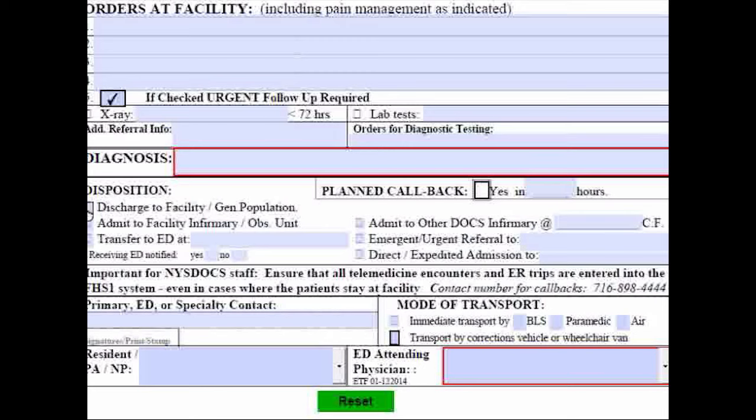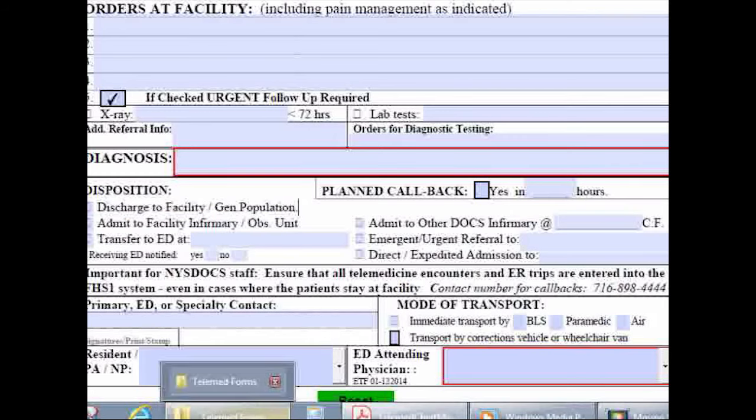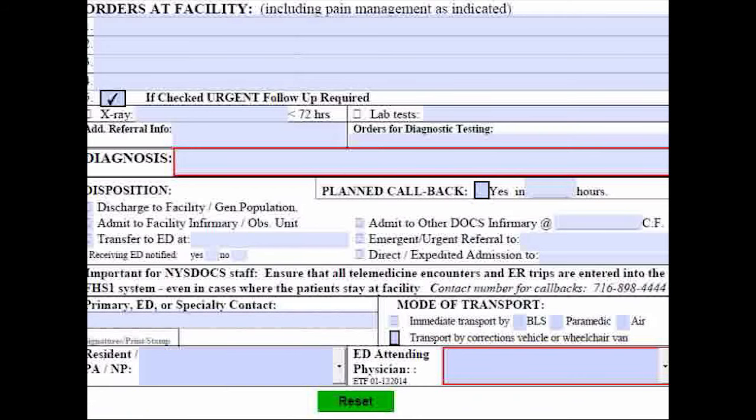Disposition is discharge to facility or general population, which just means back to their normal routine. Admit to a facility, infirmary, or OBS unit is basically some beds in a cell-like room. This is not an OBS unit that you're used to in a hospital. So if you don't think they can be alone for any length of time, please send them to the hospital.